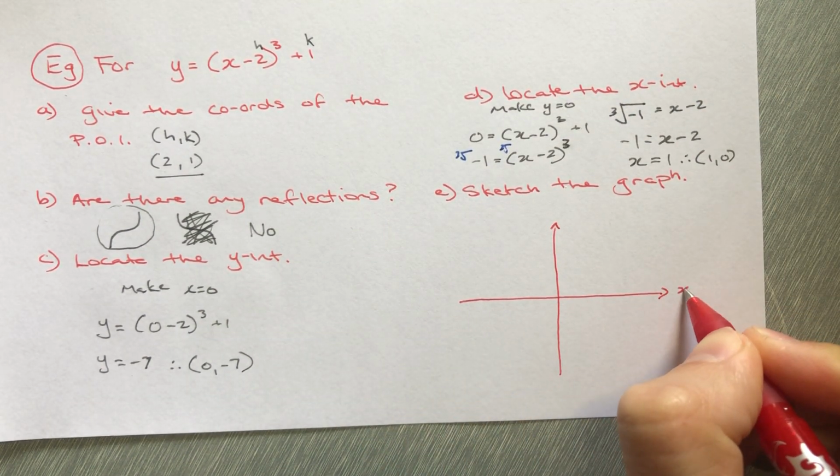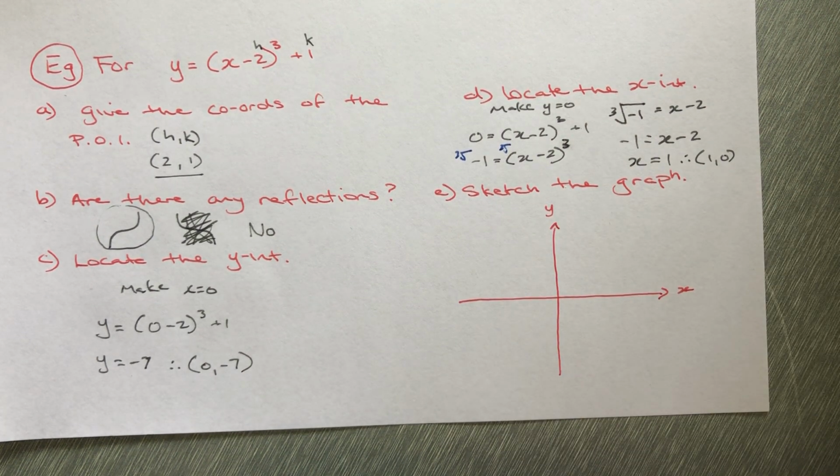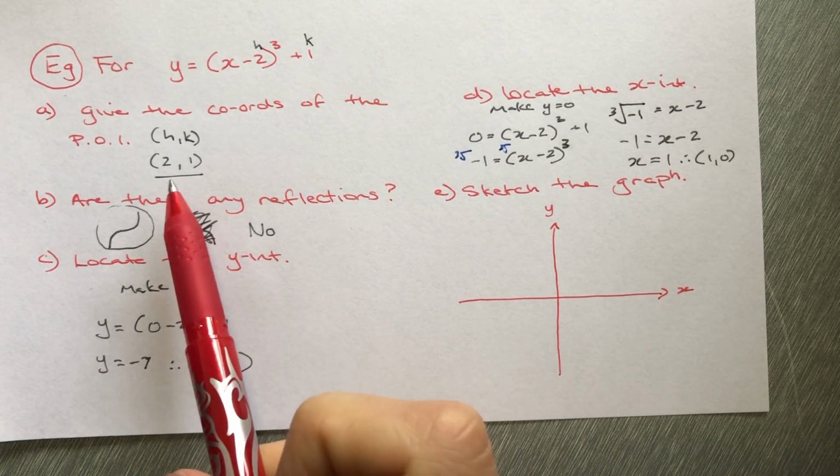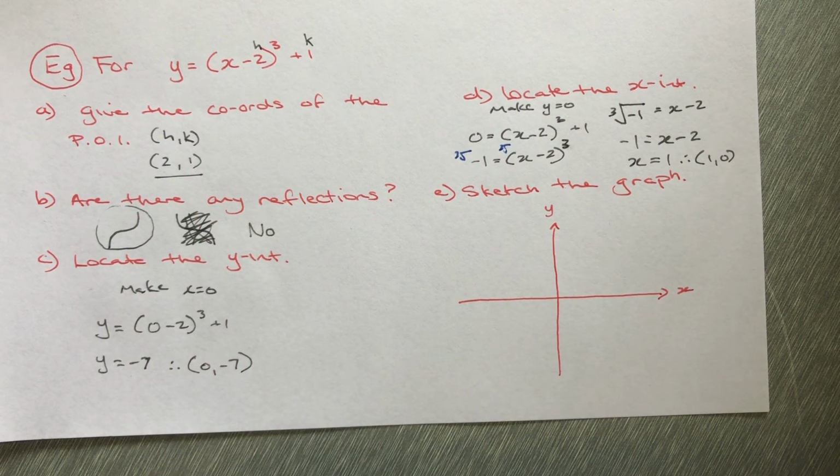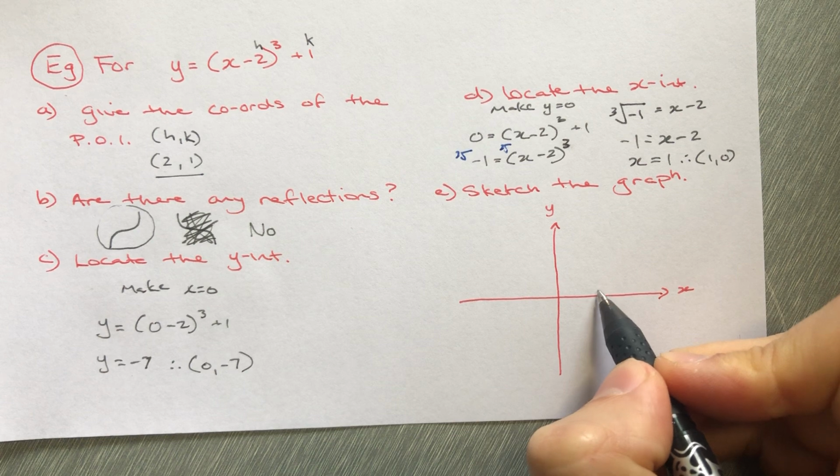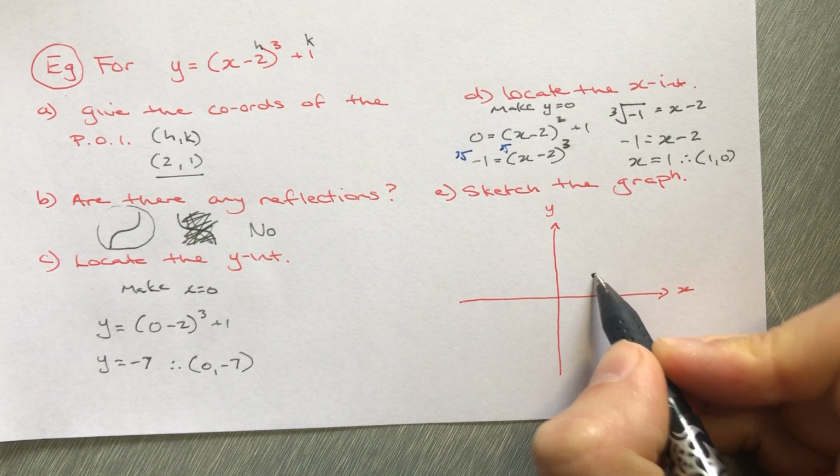Make sure you're labeling your axis. Alright, so our point of inflection was going to be at 2 and 1. So 2 and 1, let's just say it's around about here. Doesn't have to be perfectly to scale.